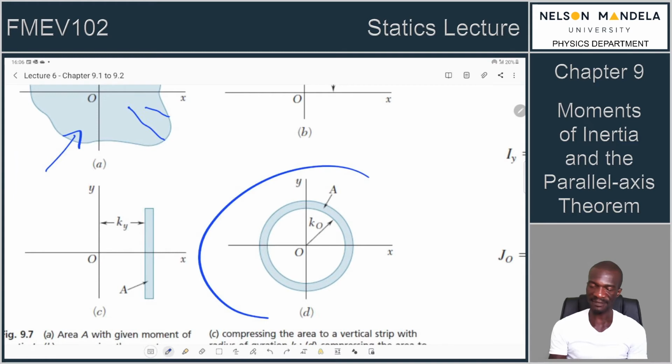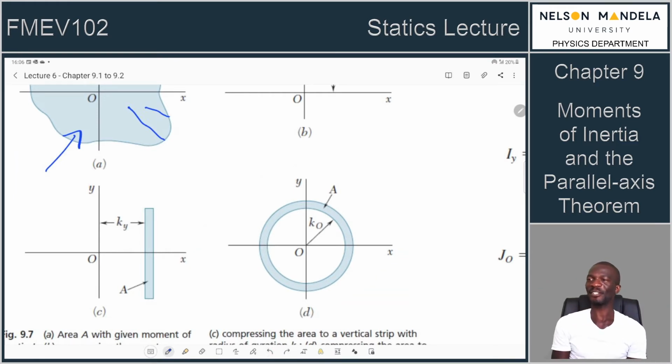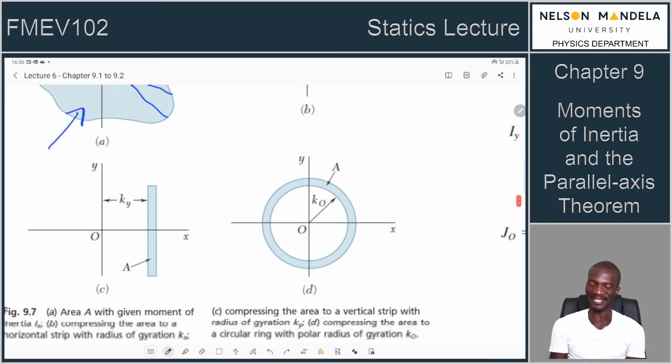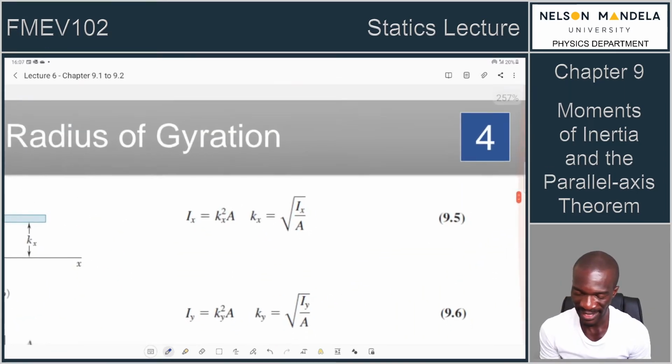The same applies if you were to fold this into a circular strip, then it can only have a radius called the radius of gyration. In actual fact, when we are speaking polar, it actually makes better sense. So basically, that is the definition of the radius of gyration.